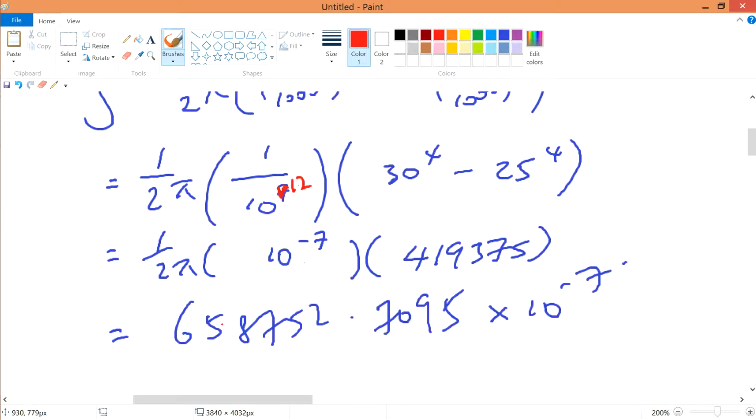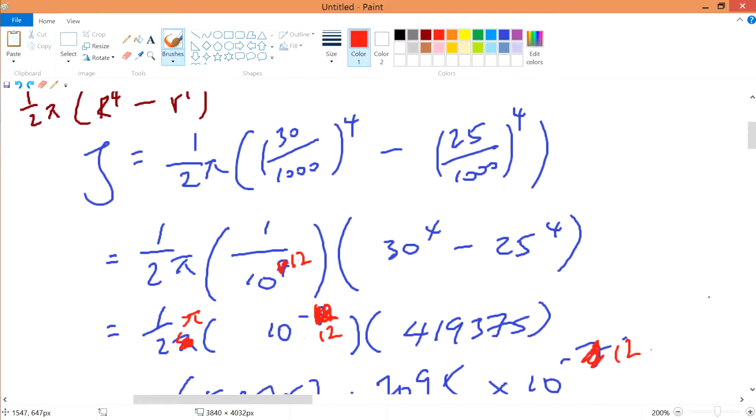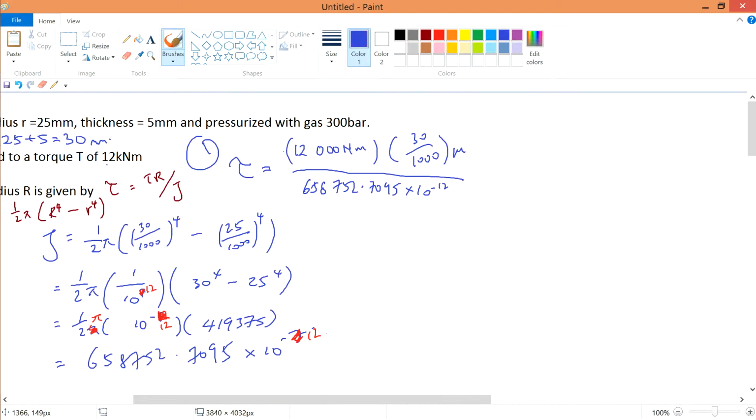And then 1 over 10 to the power of 12 is actually 10 to the power of minus 12. I'll also cancel over here. So after that, once you sub it in, it's quite straightforward already. And remember this is actually half pi, it's not 1 over 2 pi. Okay, be very careful. And then I'll just simply sub it in over here. This is our shear stress, sorry. This one cancels because of the 1000.